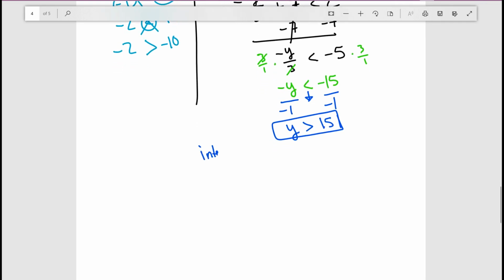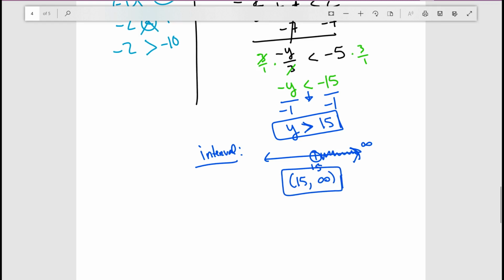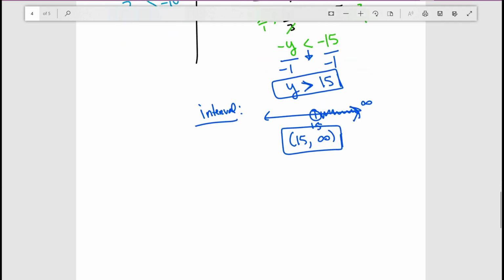What is it in interval notation? In interval notation, we have 15 right here. Let's say that's 15. 15 is not included, and it's everything that's greater than y. Everything that's greater is this side. Over here is infinity. So it's going to be from 15 all the way to infinity. And that is my final answer.